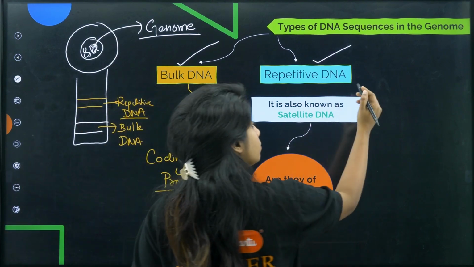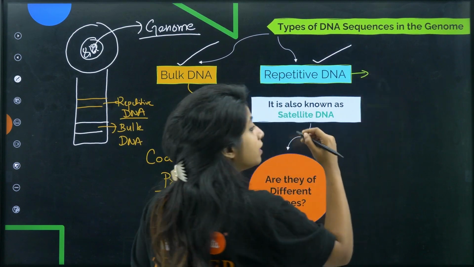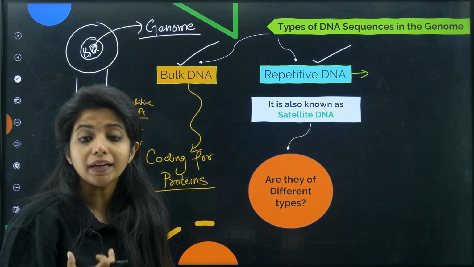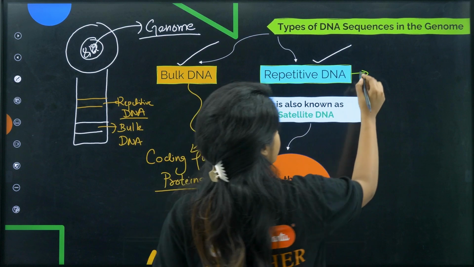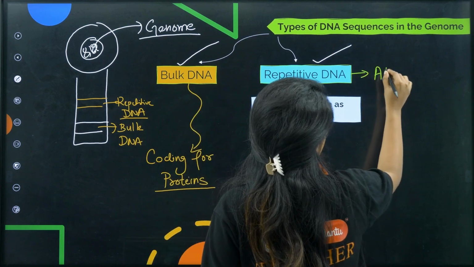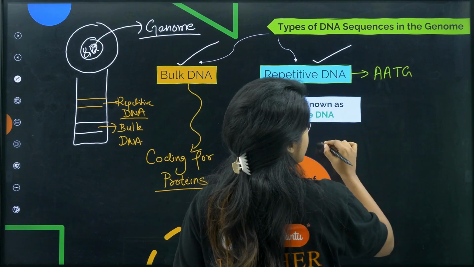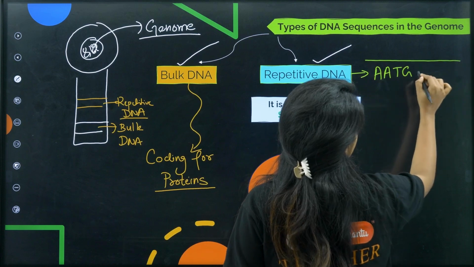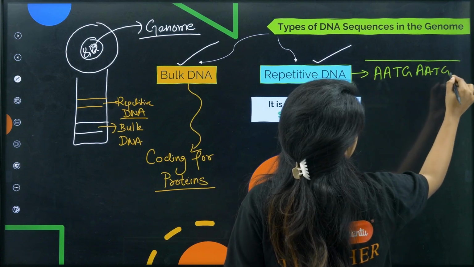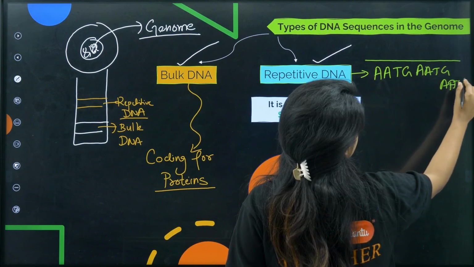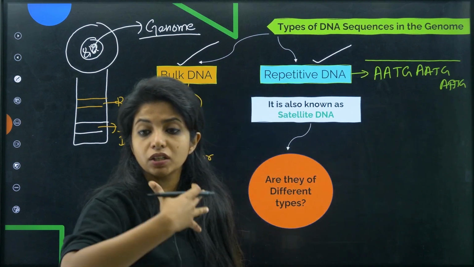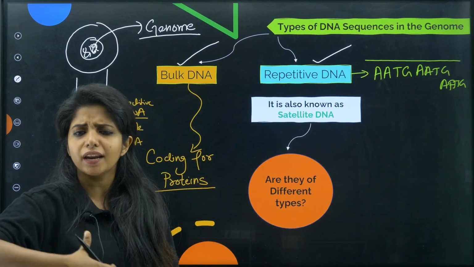So basically, what do you mean by repetitive DNA? I'll tell you that. Repetitive DNA, as the name suggests, has repeating units. So for example, I say there is a base sequence that is AATG. Now if I see a strand of DNA, there are so many AATG, then goes on AATG, it just goes on. There are so many DNA sequences that are being repeated again and again and again.